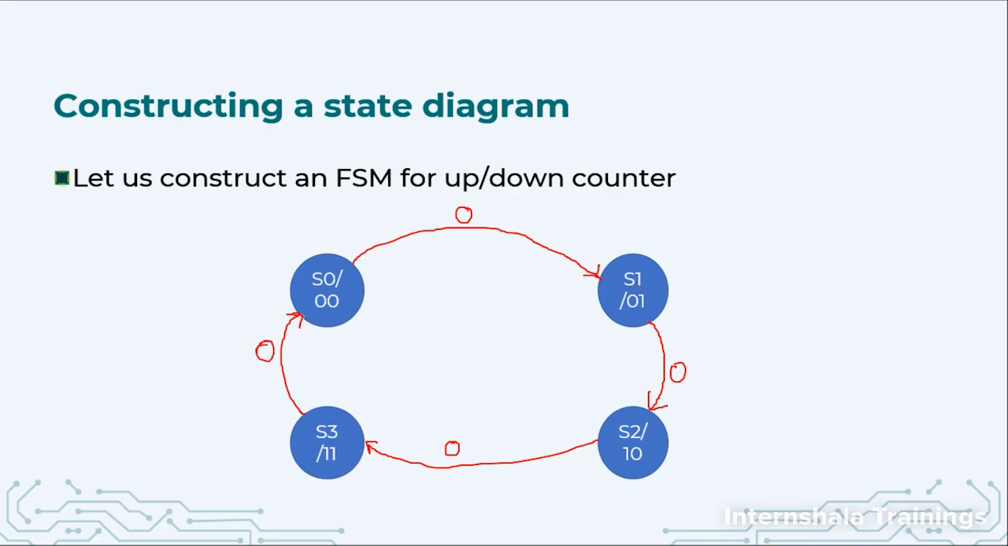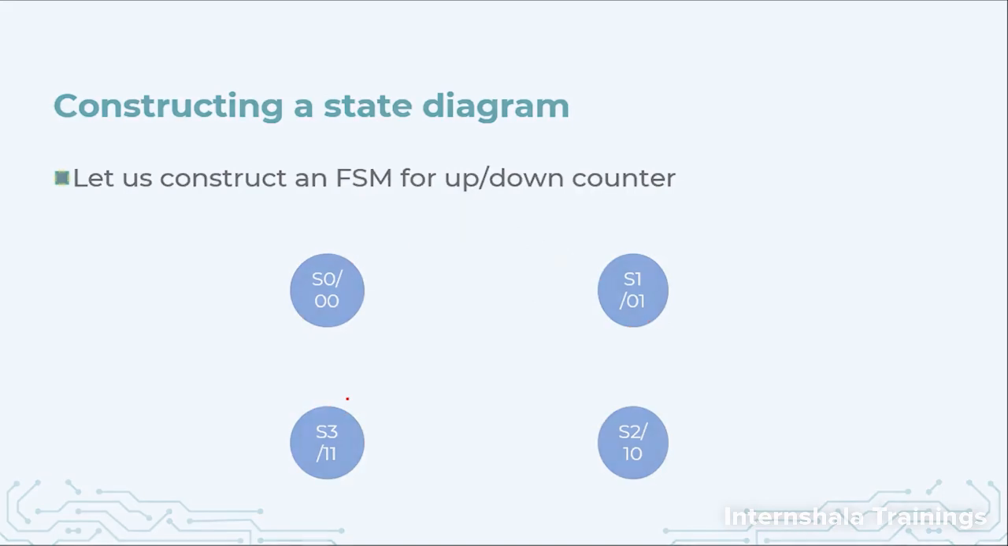go to S0. From S3, if the input is 1, then we go to S2. From S2, if the input is 1, we go to S1. From S1, if the input is 1, we go to S0. And from S0, if the input is 1, we go back to S3. This is how we can construct the state diagram from the state table.